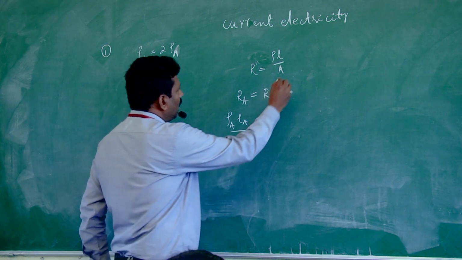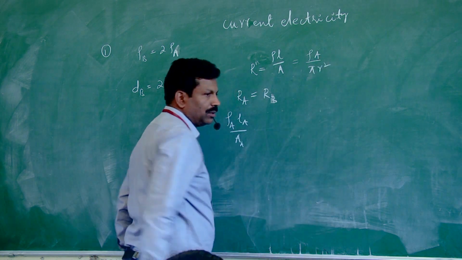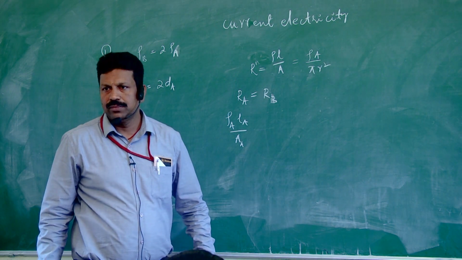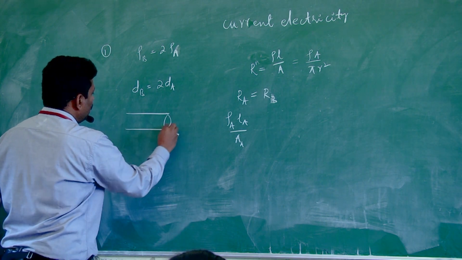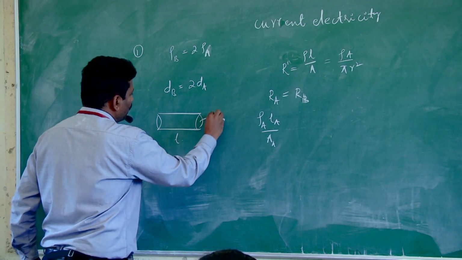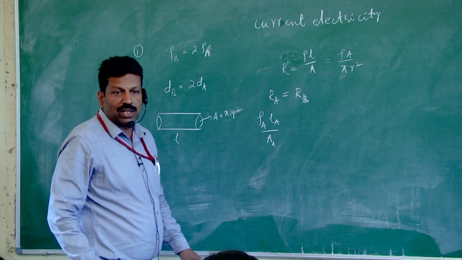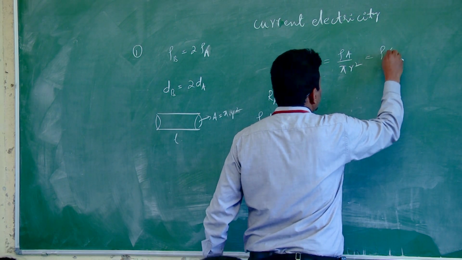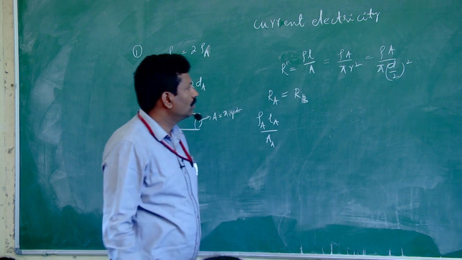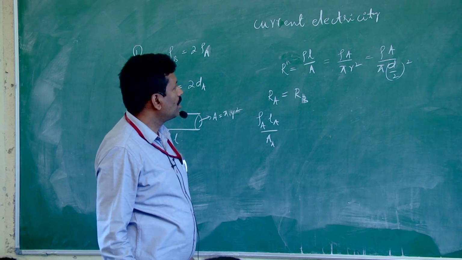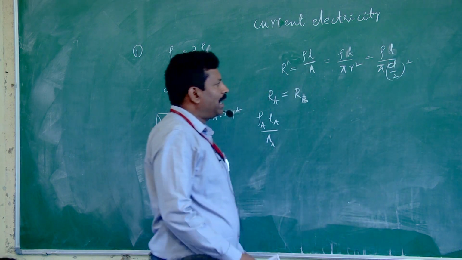We can write this as rho L by A, where A is the area of cross section. Now, the area of cross section of a wire is nothing but pi r squared. So if this is the wire, this is the length of the wire and this is the area of cross section. The area is pi r squared, or in terms of diameter, pi d by 2 whole squared. So rho L by pi into d by 2 whole squared.